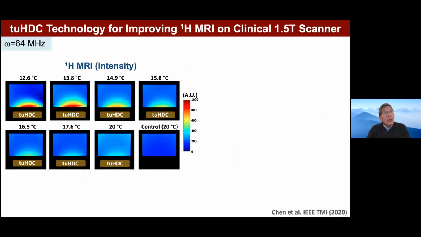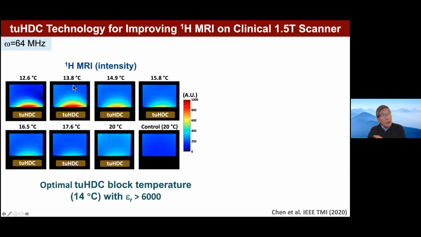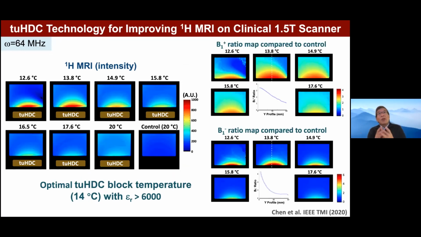Okay, so that's what we did. Indeed, the results show intensity reached the maximum when cooling down this disk to 14 degrees, and that's related to the similar epsilon around 6,000. And this is also consistent with the B1 plus ratio map and the B1 minus ratio map. On the optimal condition, at 14 degrees, if you look at the 1D profile, the signal to noise ratio could improve by several 100%.